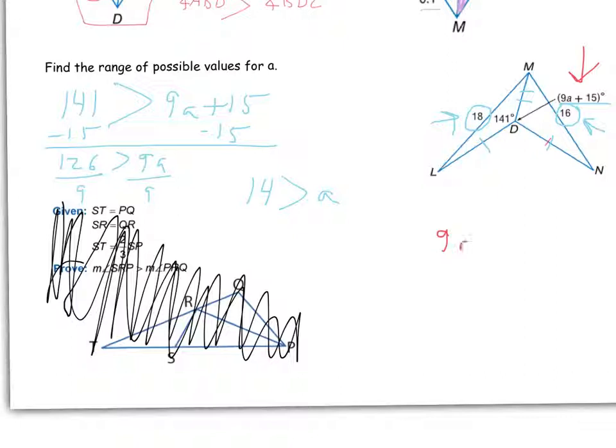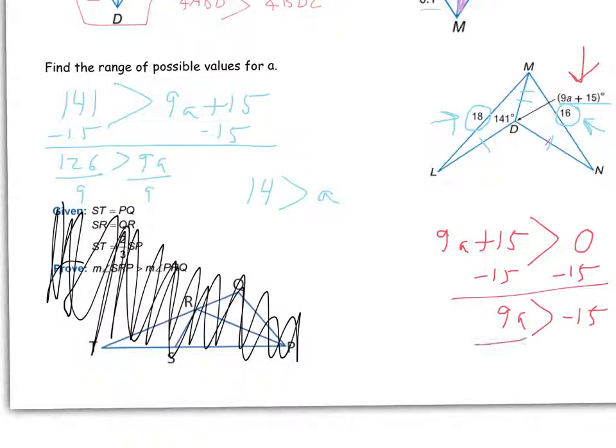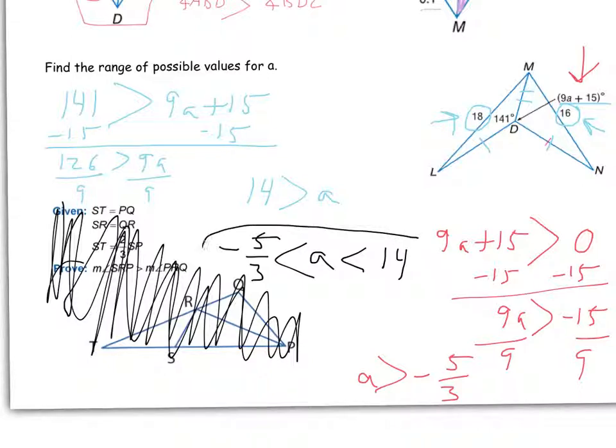So we set 9a plus 15 as greater than 0. It has to have a measure greater than 0. We can't have a negative angle measure. So we're going to subtract 15. 9a is greater than negative 15. Divide by 9, and a is greater than, we'll simplify that, negative 5/3. So my answer is going to be a is greater than negative 5/3, but less than 14. And that would have to be the range for my problem.